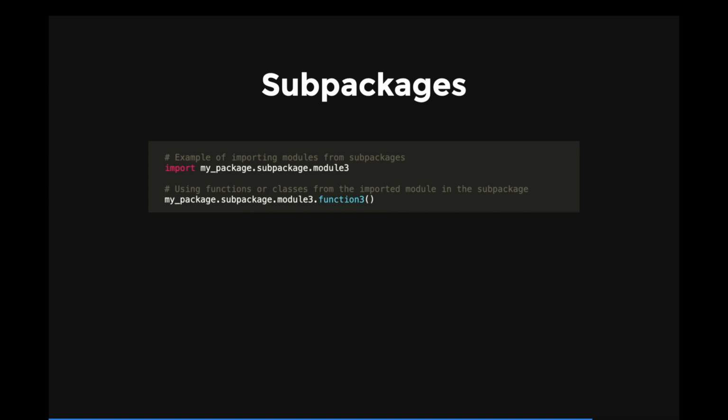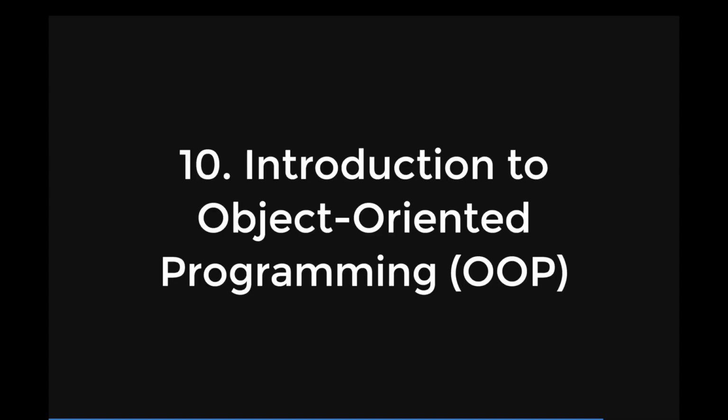Introduction to Object Oriented Programming, or OOP. Object Oriented Programming is a programming paradigm that revolves around the concept of objects, which are instances of classes. OOP enables you to model real world entities as objects and define their behavior through methods and attributes. In this section, we cover the basic principles of OOP in Python.